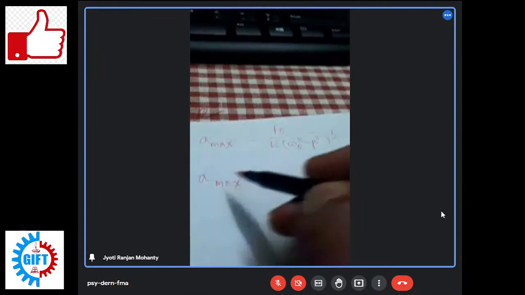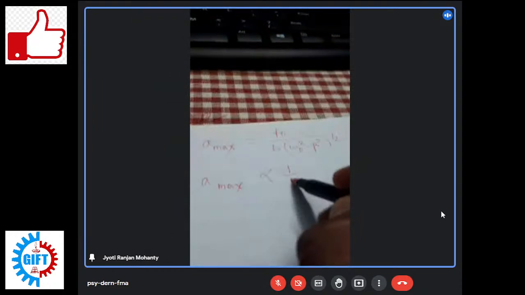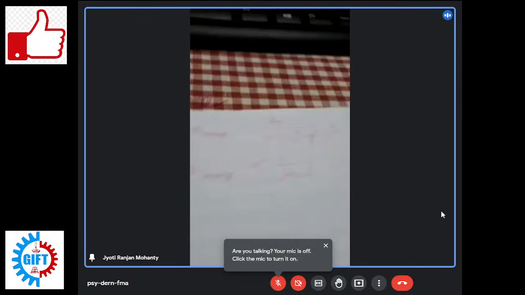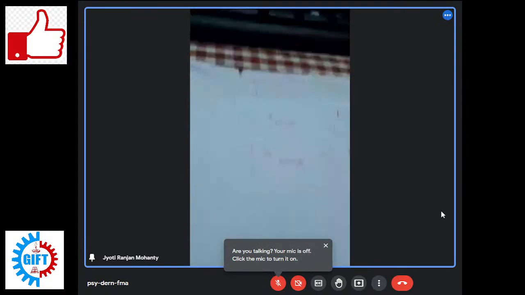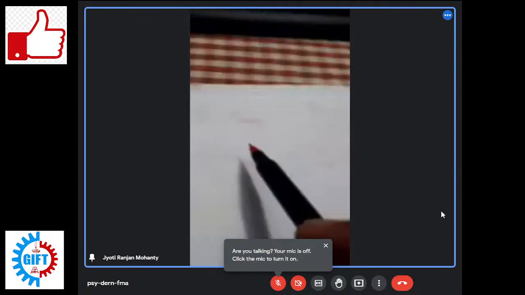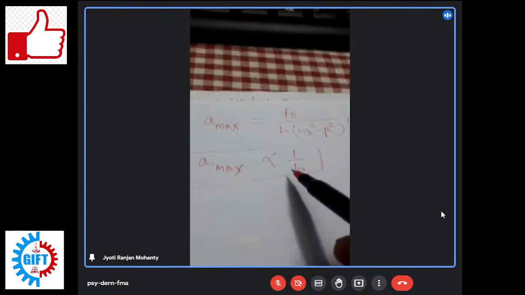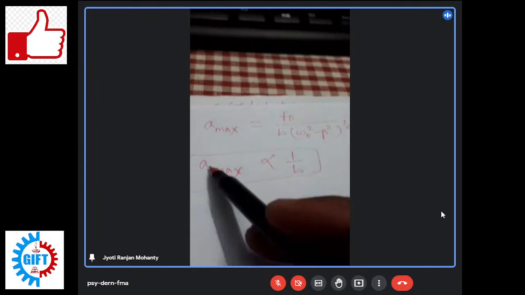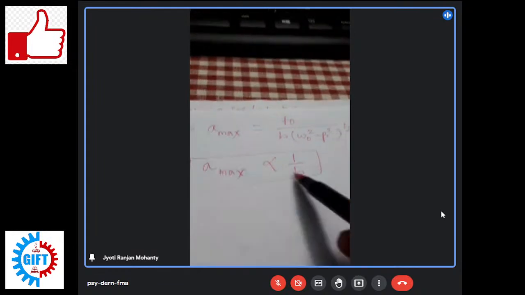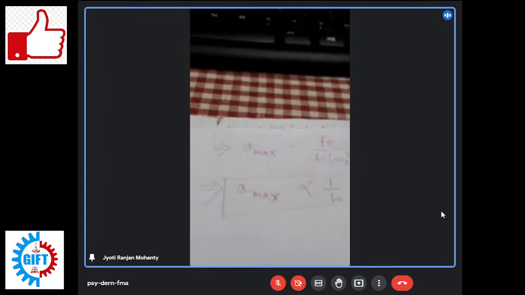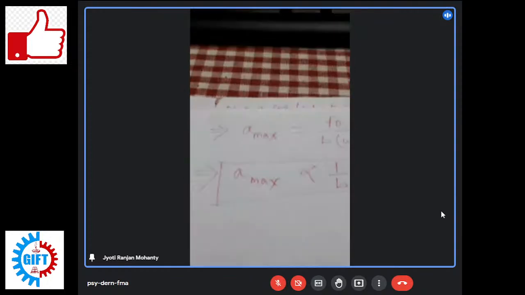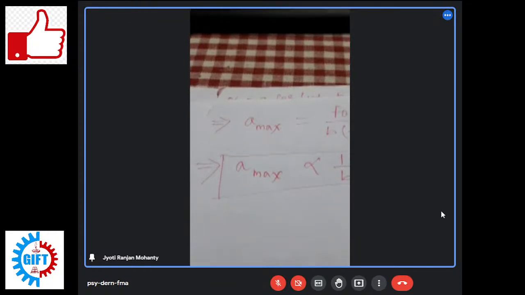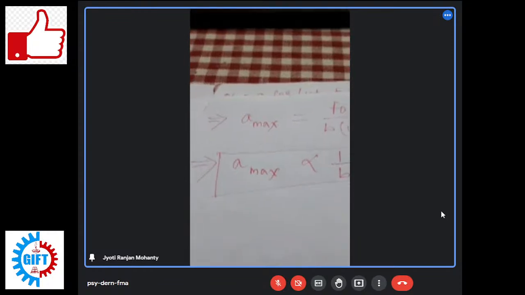A max is inversely proportional to B. That means the resonance amplitude is inversely proportional to the damping constant. If the damping factor is more, the amplitude will be less. If it is less, the amplitude will be more. As we have taken beta very small, the amplitude will be maximum. Already we have discussed this.